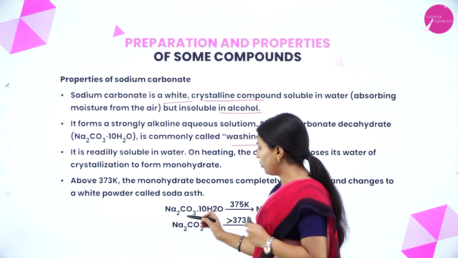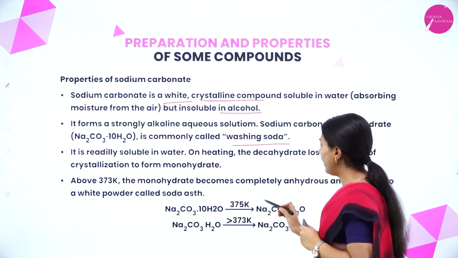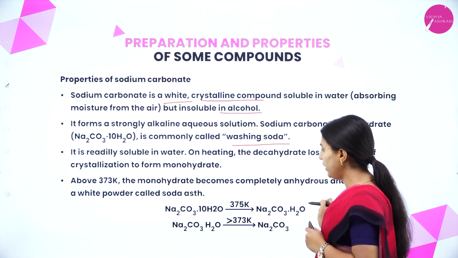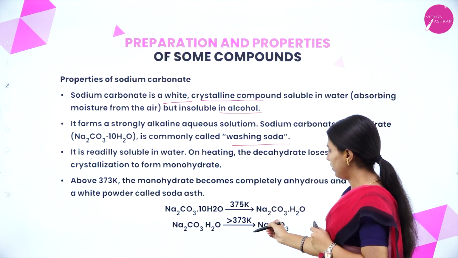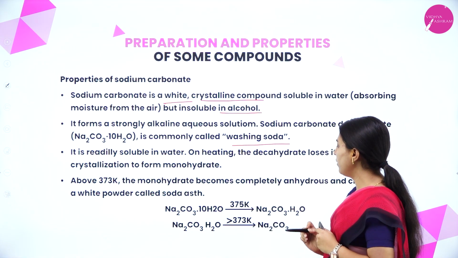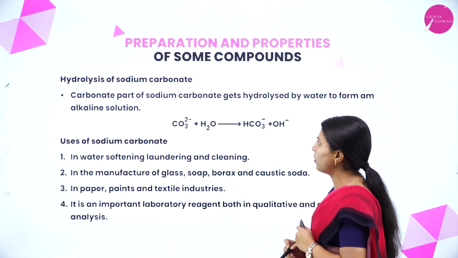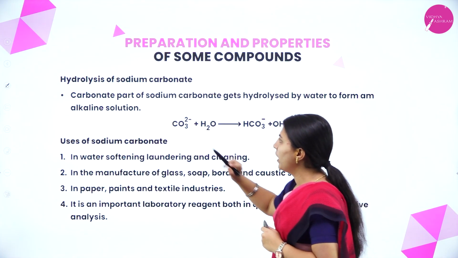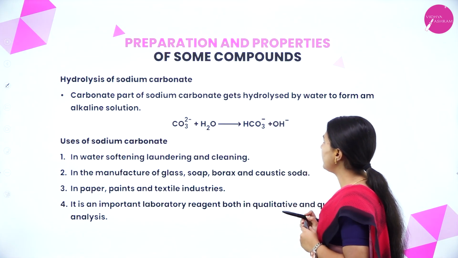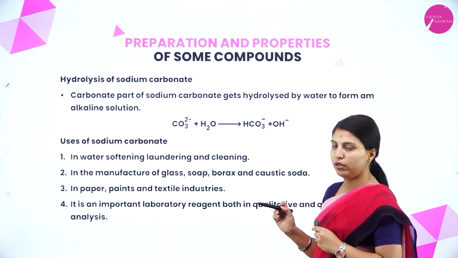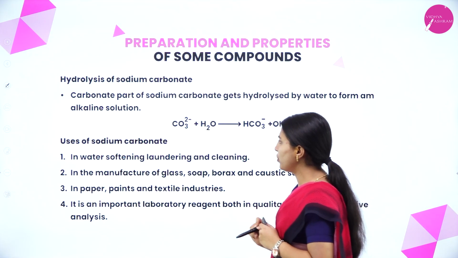This is sodium carbonate decahydrate. At 375 Kelvin, it will form sodium carbonate monohydrate. That monohydrate, above 373 Kelvin, will form sodium carbonate. Next, hydrolysis of sodium carbonate. The carbonate part of sodium carbonate gets hydrolyzed by water to form an alkaline solution. It will form an alkaline solution.